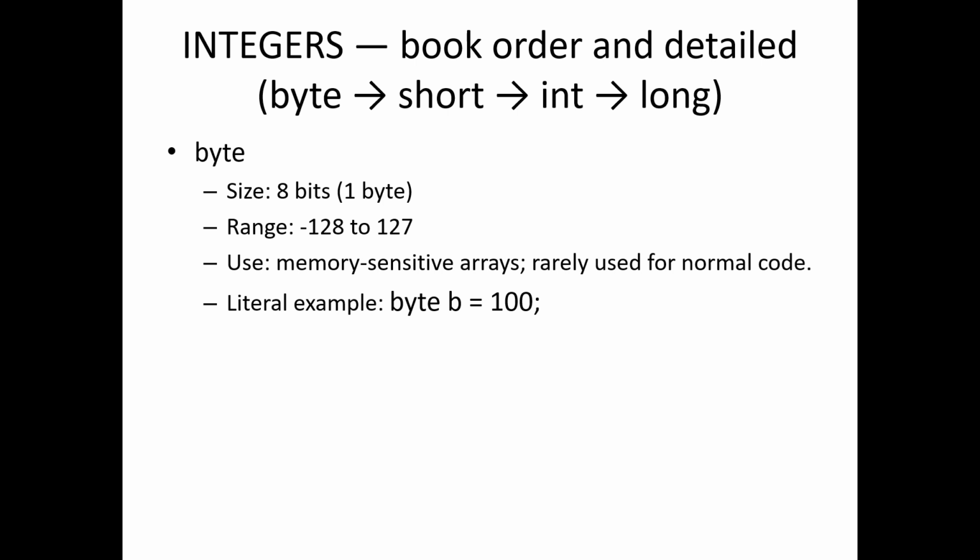So for the range specifics, let's check this. Starting from byte, the byte size is 8 bits, meaning one byte. The range is minus 128 to 127. So that is the byte range. You rarely use byte in regular applications, but it is extremely useful when you are dealing with memory sensitive arrays, for example storing image data or working with network protocols where every byte matters. So we can define byte b equal to 100. That is the format.